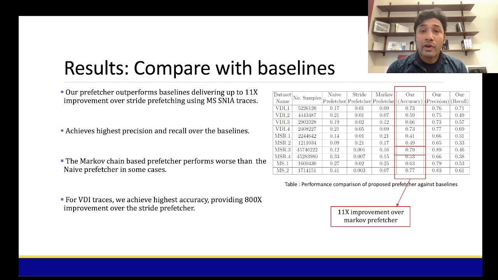Here we compared the performance of our approach with the baselines. From this table, you can see that our prefetcher consistently outperforms the baselines for each dataset we used. It delivered up to 11 times improvement on stride prefetching for Microsoft SNIA traces. It also achieved the highest precision and recall among the baselines. The Markov chain predictor, on the other hand, performed worse than even the naive prefetcher in several cases. For VDI traces, we achieved the highest accuracy, providing up to 800 times improvement over the stride prefetcher.